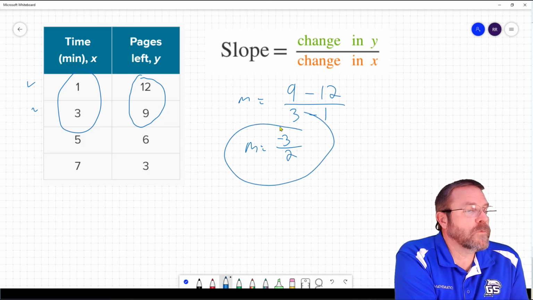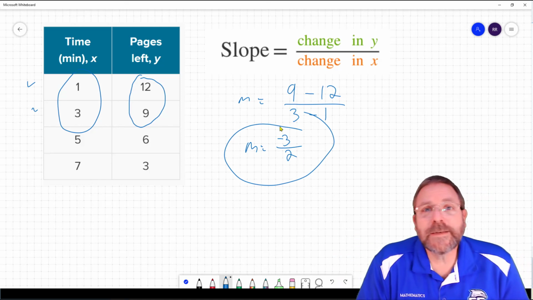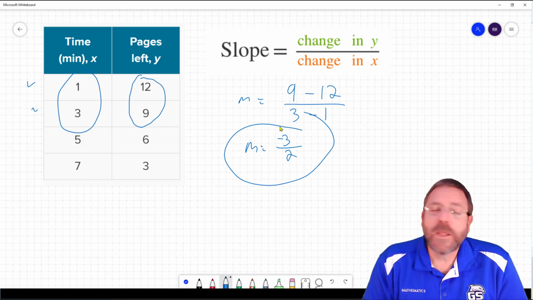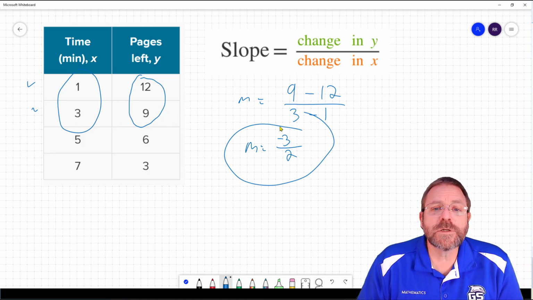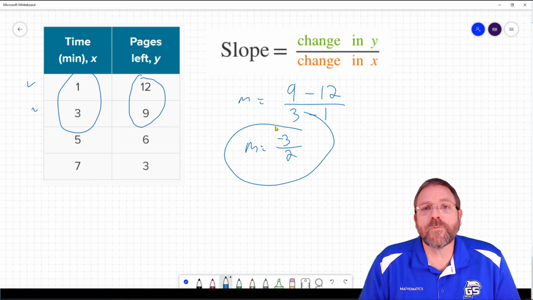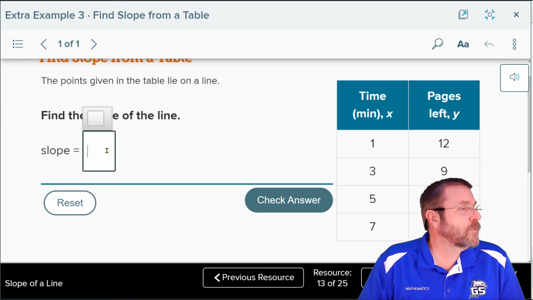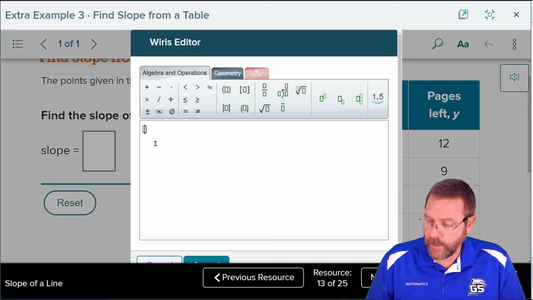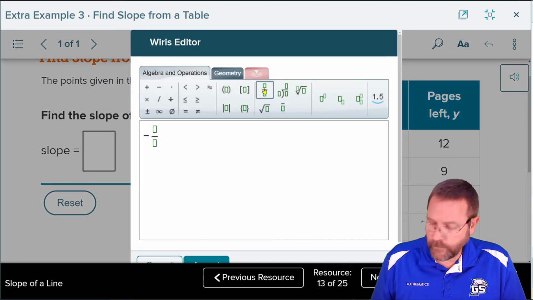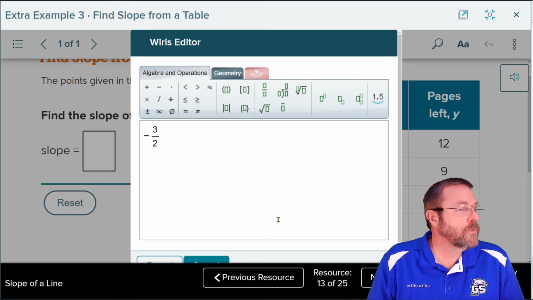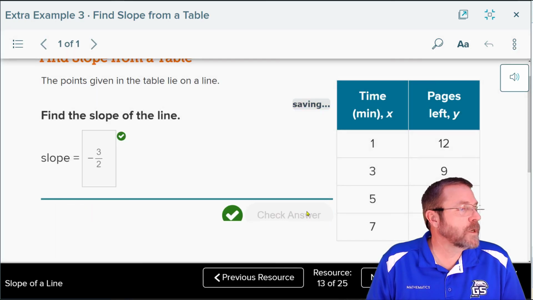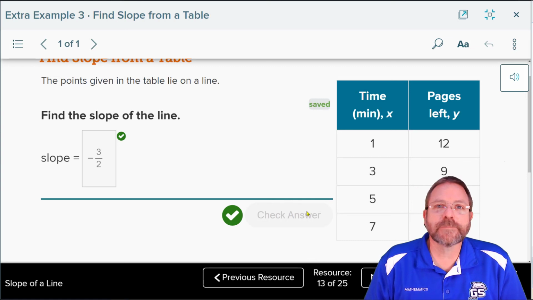So my answer, the slope, which we actually get to leave as an improper fraction. You never change slope into a mixed number. You can leave it as an improper fraction. Isn't that wonderful news? So from here, we're going to jump back over, type in the slope of a negative fraction, 3 divided by 2, accept and check, and the answer checks.